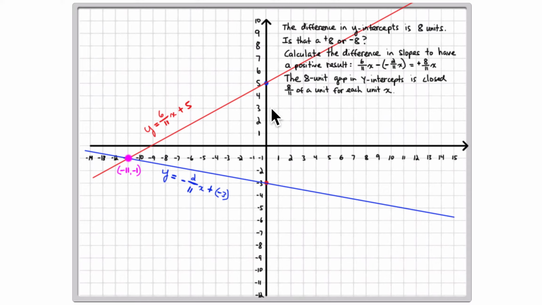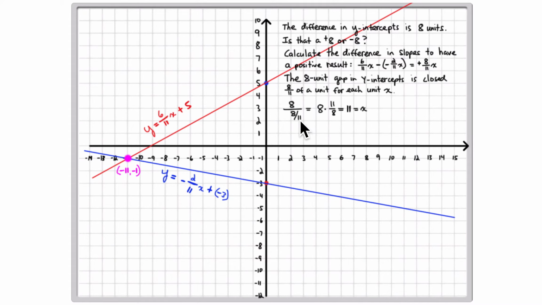So we did that before. Every time you go 1 unit x, this gap is closed by this difference in the slopes. It's closed by that 8/11. So again, it's the same calculation. How many times can I take that 8/11 out of 8? I can take that out 11 times. 8 divided by that 8/11 is the same as multiplying by the multiplicative inverse. You use the inverse operation, the multiplicative inverse of 8/11. So that's 8 times 11/8, which equals 11. Now notice that this 11 is a negative 11.